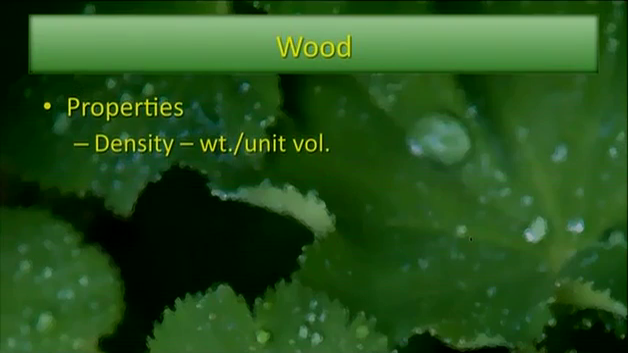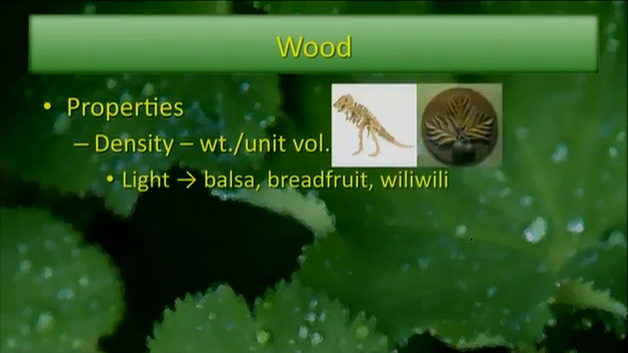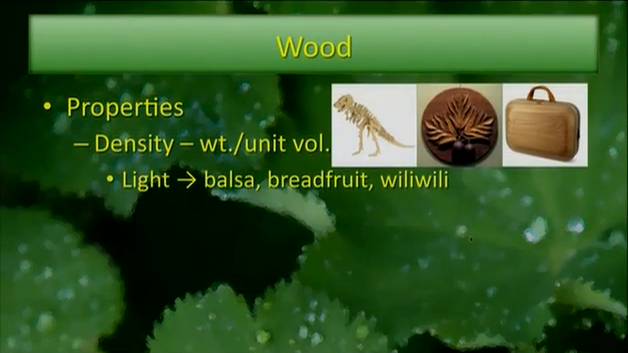Now most woods actually have a specific gravity of less than 1, due to the air spaces in the wood, and they generally range from 0.04 to 1.40 in terms of density, weight per unit volume.